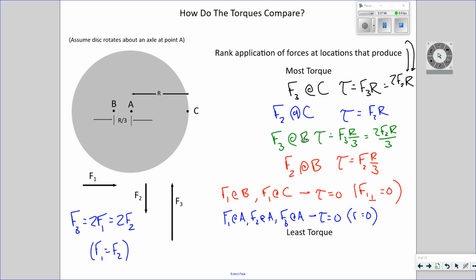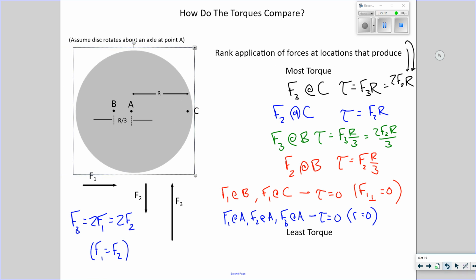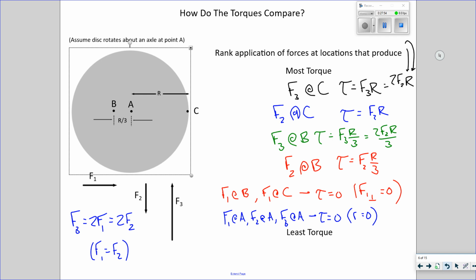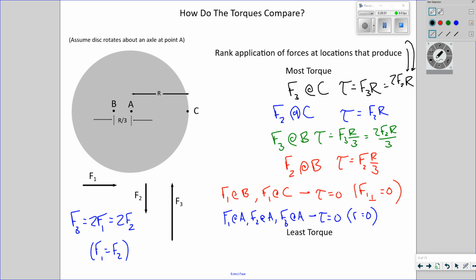So being able to relate distances to each other and forces to each other, and then to be able to write legitimate statements for torque in terms of the same common factors is a great way to be able to rank the amount of torque that these things produce. These four all produce the same amount, which is 0.